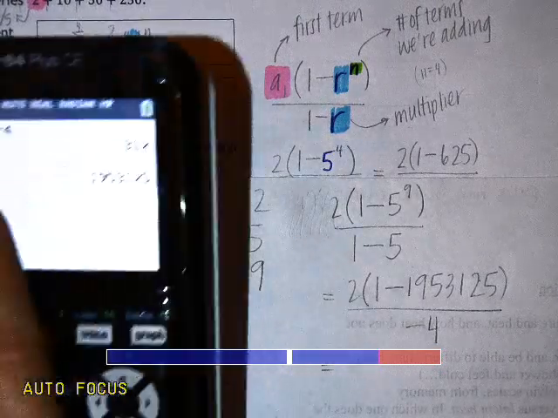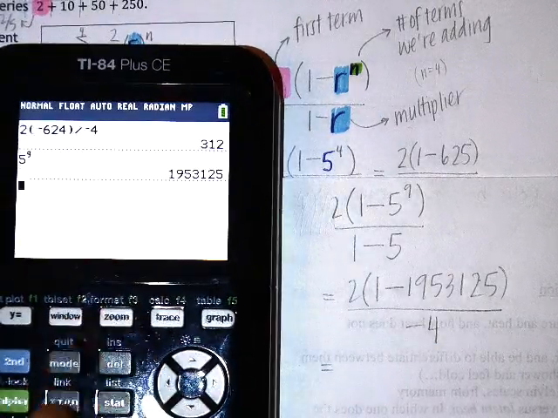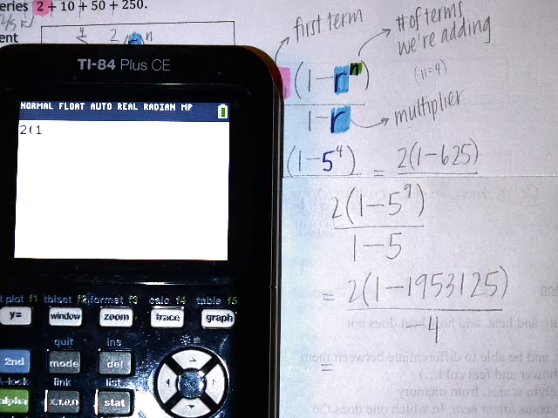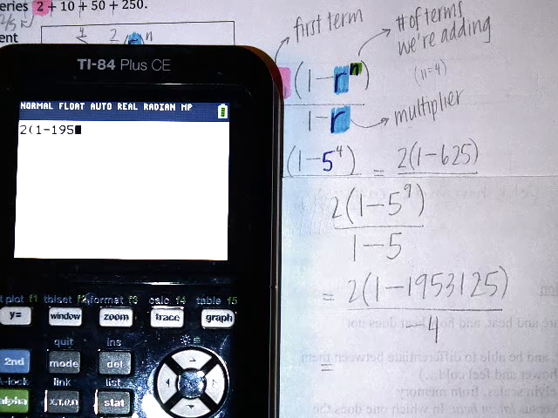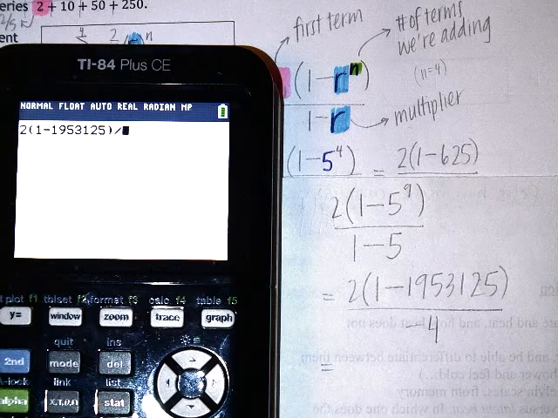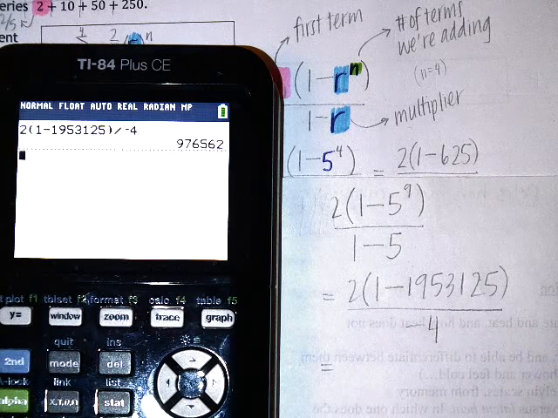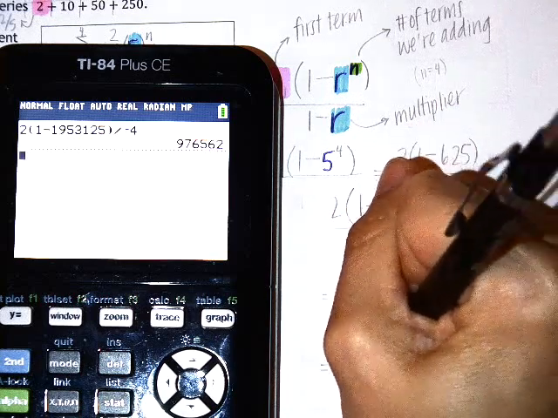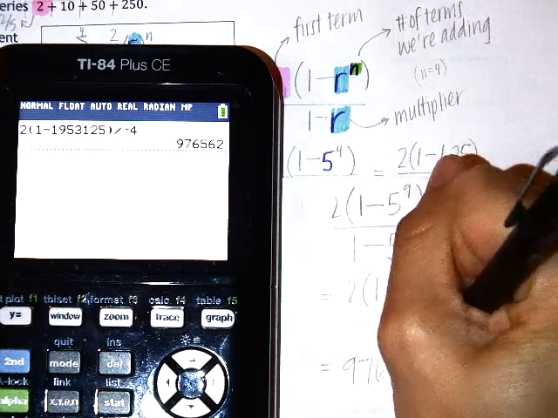I personally am going to advocate for just using the calculator at this stage. So we have 2 times parentheses 1 minus 1953125 divided by negative 4. And I end up with, whew, this is a big number, 976,562.